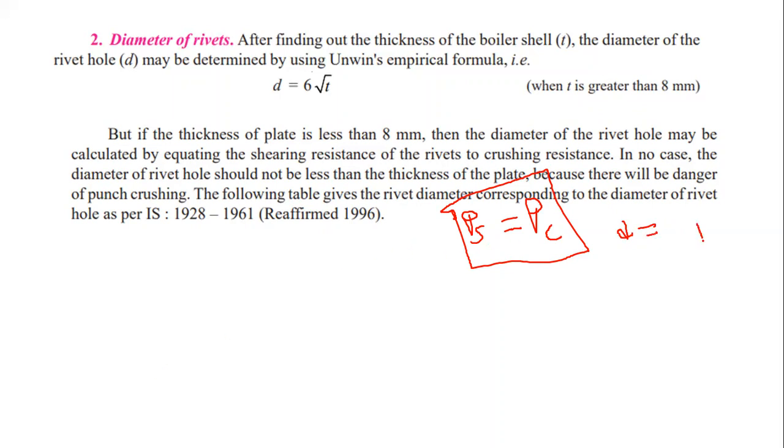This is when the thickness of the riveted plate is less than 8 mm. If the thickness of the plate or boiler shell is less than 8 mm, then you have to use this relation. If the thickness of the plate is above 8 mm, then you have to consider the other relation.